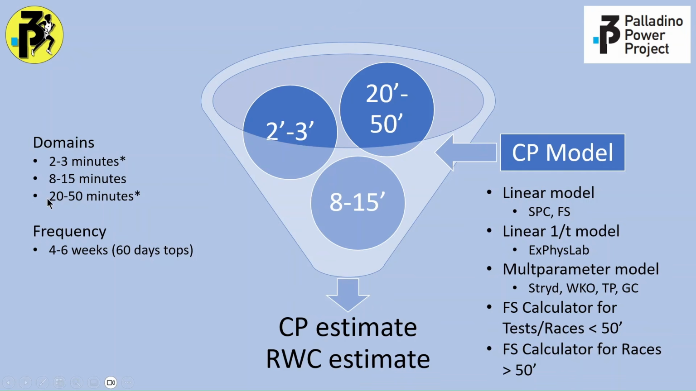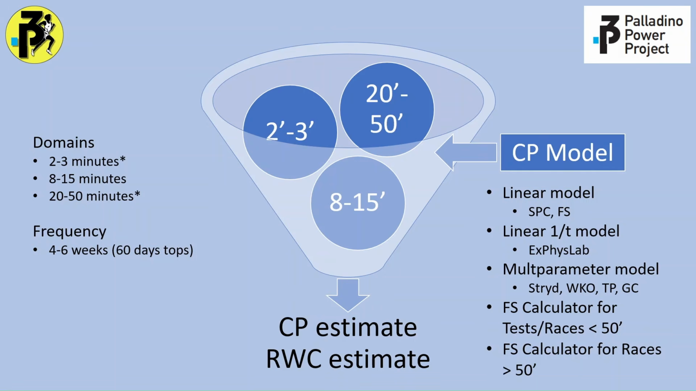Same thing on the other end. As you get to longer durations, say races longer than 50 minutes, they will leverage the model a little bit, but not as effectively as if they are in that 20 to 50 minute domain. So in other words, let's say you have a runner that runs a 10-mile race in 67 minutes.